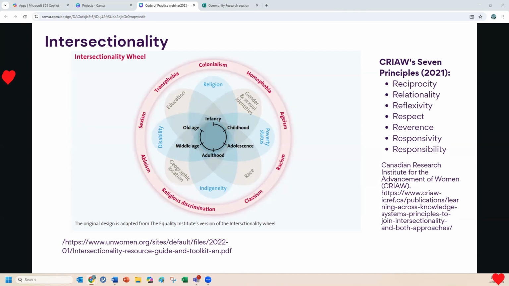So intersectionality is a way of thinking about the multiple social identities that we have, and that it's not just one identity that influences the experience of how society, how community, how institutions operate in terms of power and privilege and oppression.